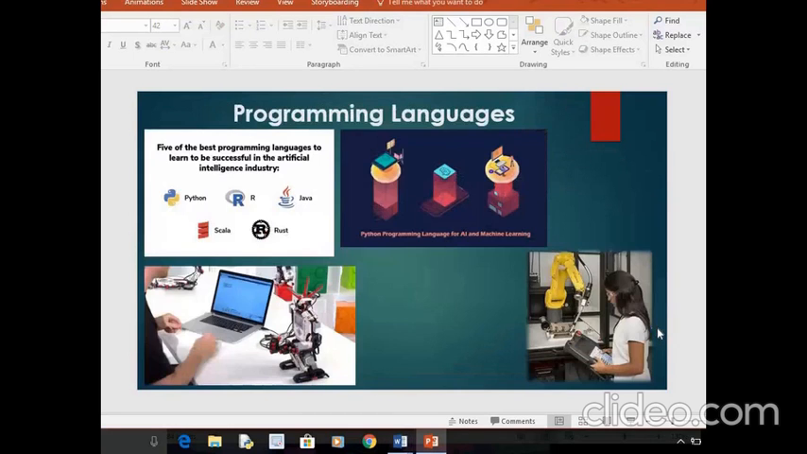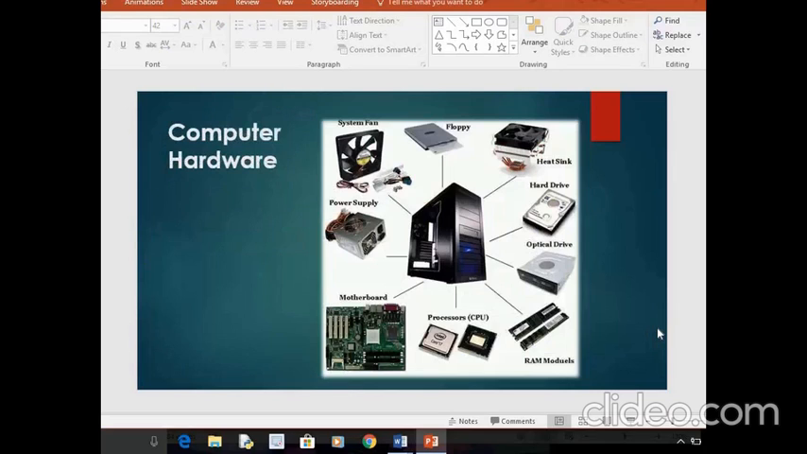Computer hardware. You can see here, this is the cabinet, the system unit. In this unit, this is a very important board, the printed circuit board, PCB. Here you find n number of electronic circuits and devices. This is called motherboard or main board. On this main board, n number of components are present.